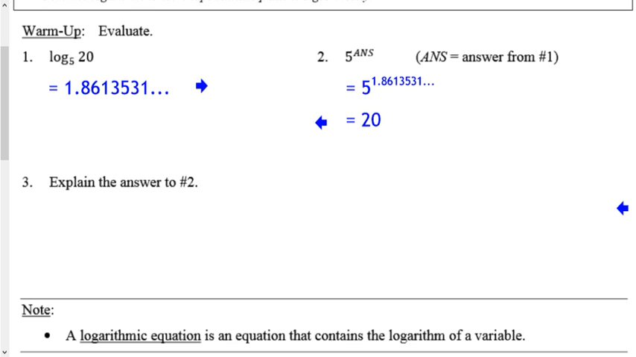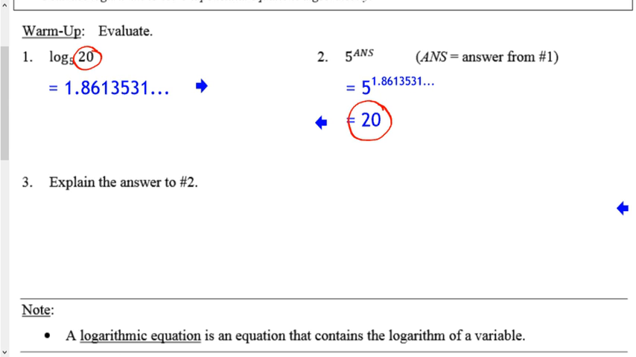Well, here you can see my answers for question number 1. We wanted to keep all the decimal places, so I just put the dot, dot, dot there. And I took that whole value, plugged it into the exponent for question number 2, and my answer for number 2 is 20. And what I wanted you to observe here, and probably you did, is that my final answer here, this output, is the same as the input that I initially put into question number 1. Why does that happen?